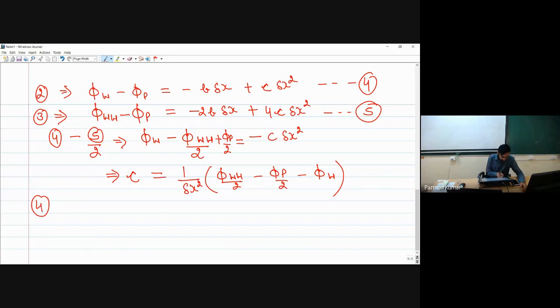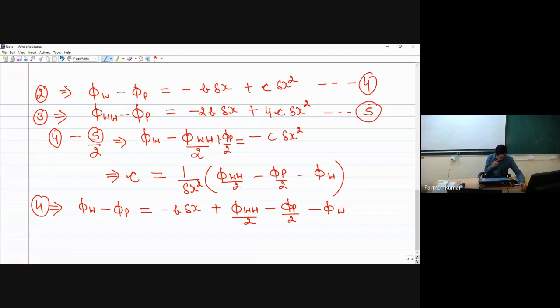So let me now write down. So from here equation 4 will become phi w minus phi p equal to minus b times delta x, plus c delta x square will cancel out, and I will be getting simply phi ww by 2 minus phi p by 2 and minus phi w.